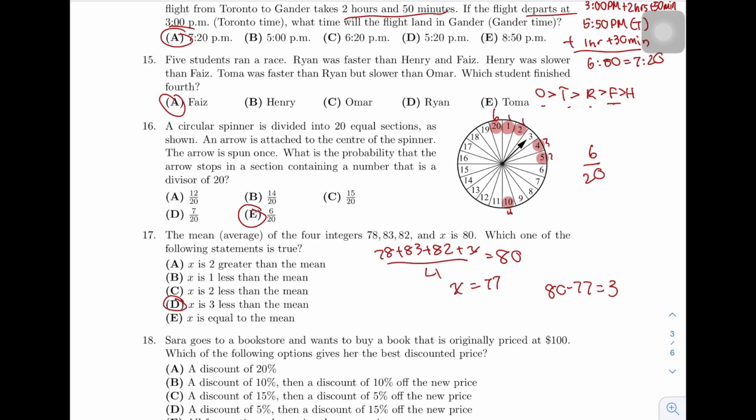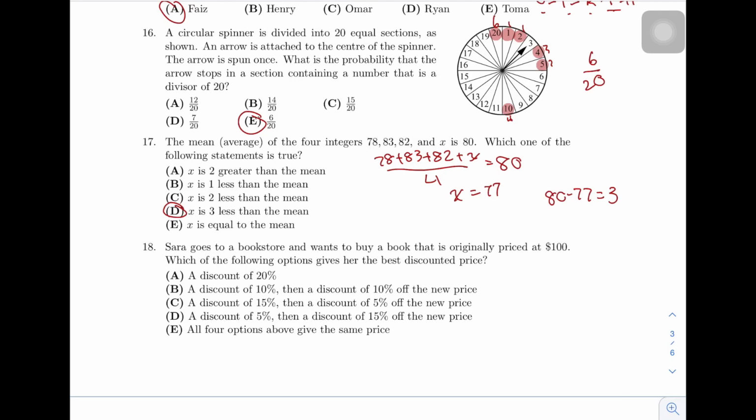Question 18. Sarah goes to a bookstore and wants to buy a book that is originally priced at $100. Which of the following options gives her the best discounted price? So a discount of 20%. So 100 multiplied by 0.8 gives you $80.